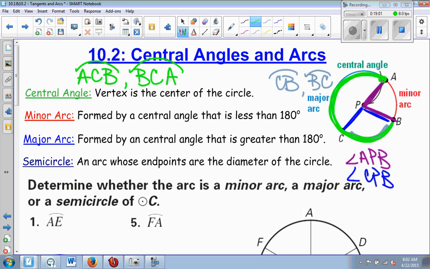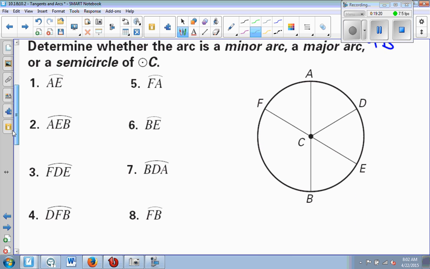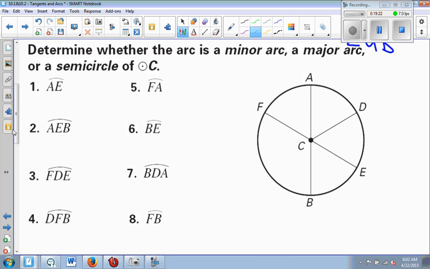The last thing is a semicircle. A semicircle is just half of a circle. So I have a couple of semicircles on my picture here. From A around to C this way is a semicircle, and from A around to C this way would be a semicircle. So we're going to come down here, and all we're going to do is determine whether the arcs are major or minor.